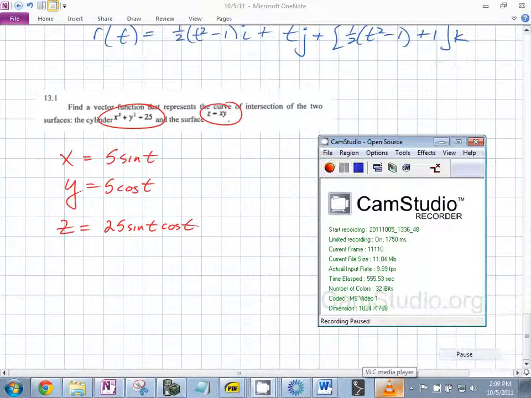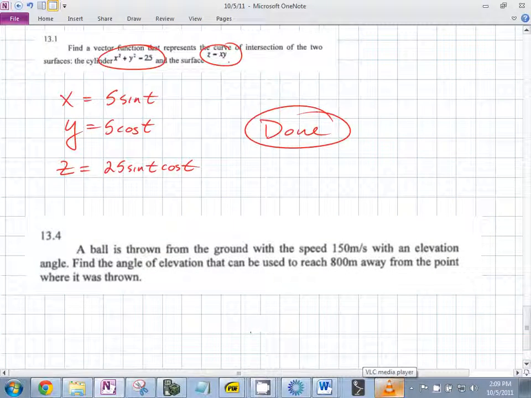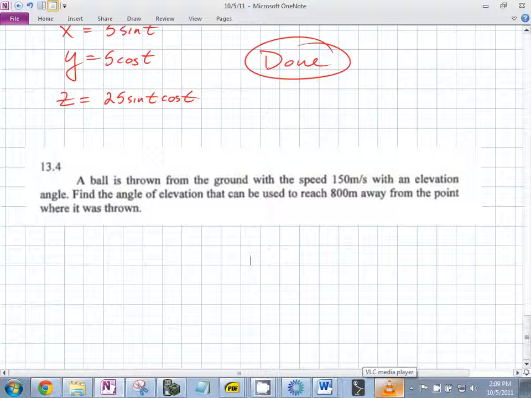Okay, so this one is: a ball is thrown from the ground with a speed of 150 meters per second with an elevation angle. Find the angle of elevation that can be used to reach 800 meters away from the point where it was thrown.